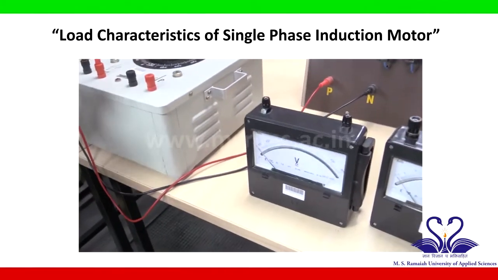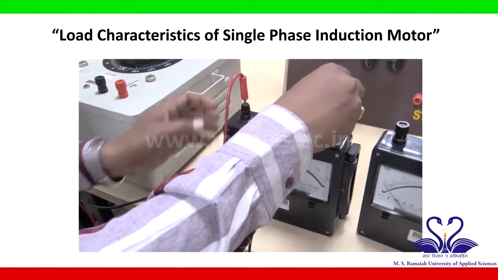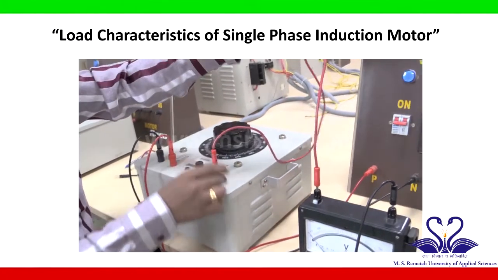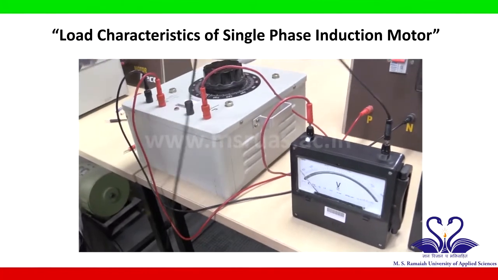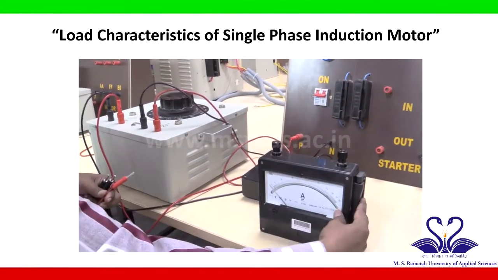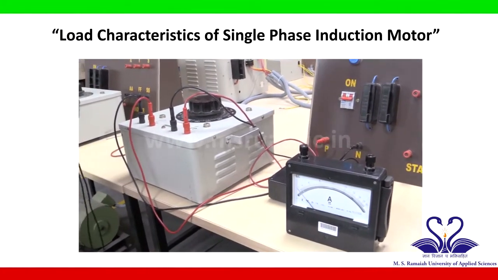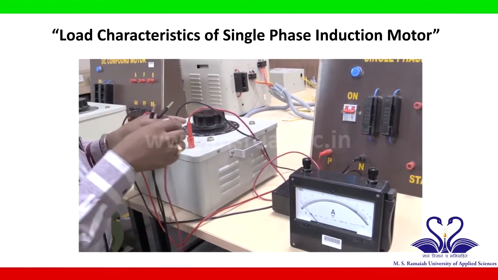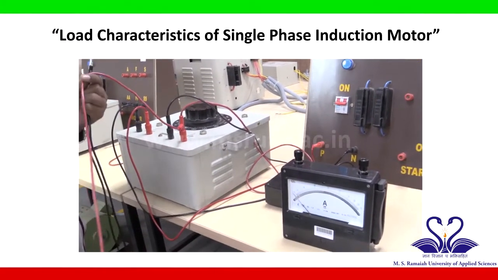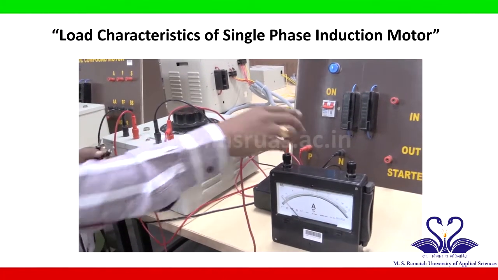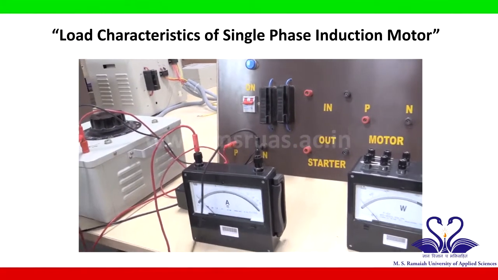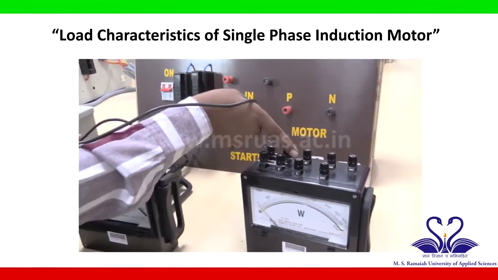Now connect the voltmeter across the output terminals of the single phase variac. That is, one terminal is connected to the phase, other terminal is connected to the neutral. Now let us take the ammeter. Now take one connecting wire from the single phase variac of the output phase terminal. Now connect this terminal to the ammeter. Ammeter other end is connected to the wattmeter of terminal M. So this is the terminal M.